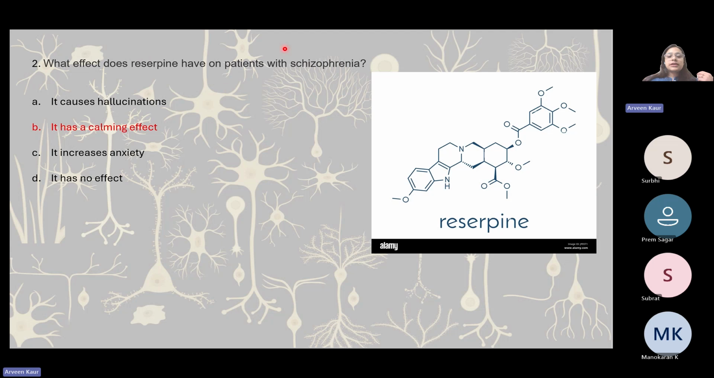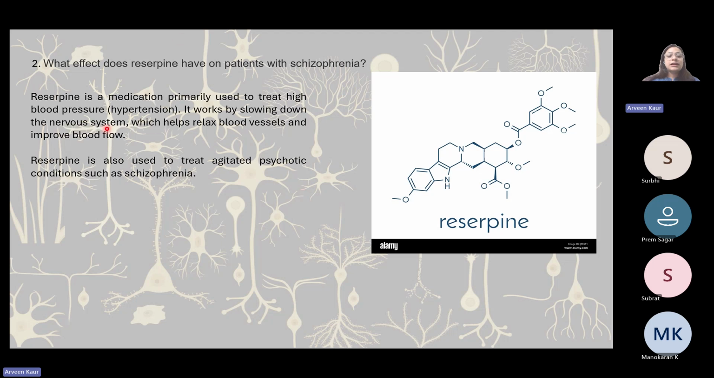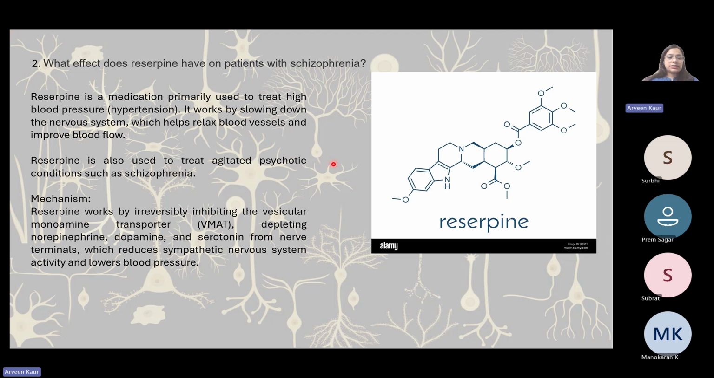So it was given to patients with schizophrenia and it had a calming effect on these patients, right? So what exactly is reserpine? It is a medication which is primarily used to treat high blood pressure or hypertension, as we just spoke about. It works by slowing down the nervous system, which helps relax the blood vessels and improves the blood flow. Reserpine is also used to treat agitated psychotic conditions such as schizophrenia, as we said in the previous statement.